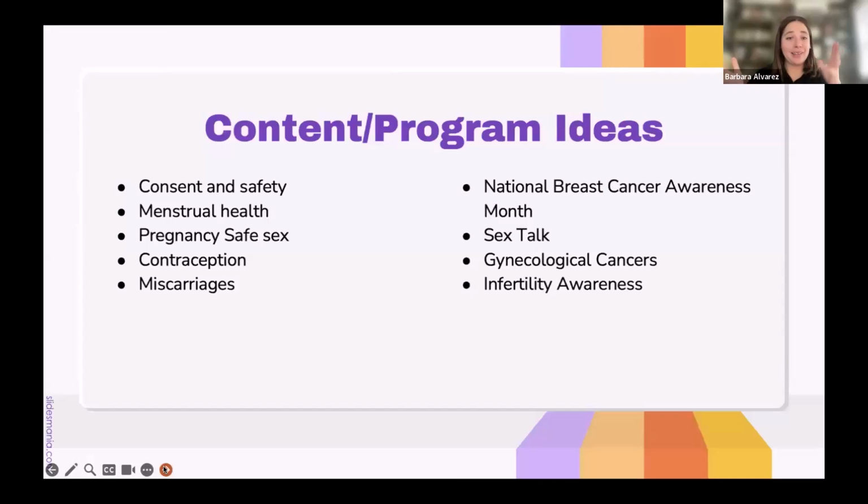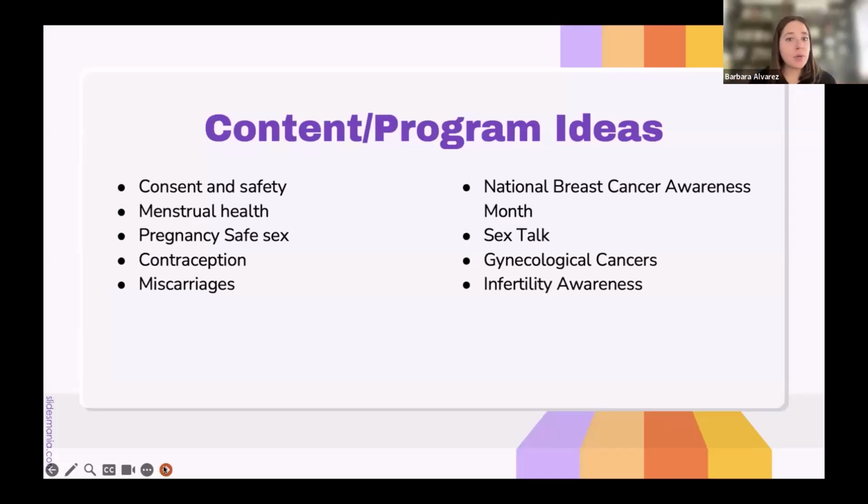So a couple of you might be like, well, what tutorials could I do? Or what programs could I do? These are just a couple that come to mind. And feel free to add any others to the chat if you have some. I've done some of these programs on consent and safety, menstrual health, pregnancy and safe sex, contraception, miscarriages.